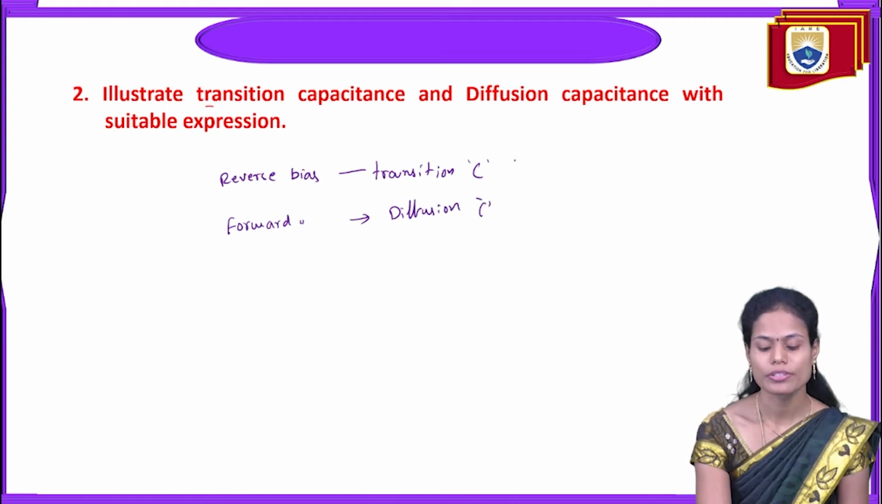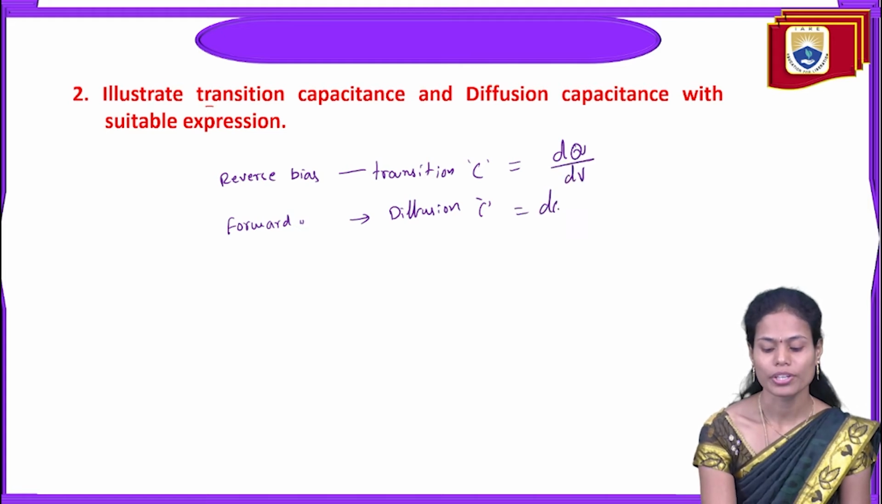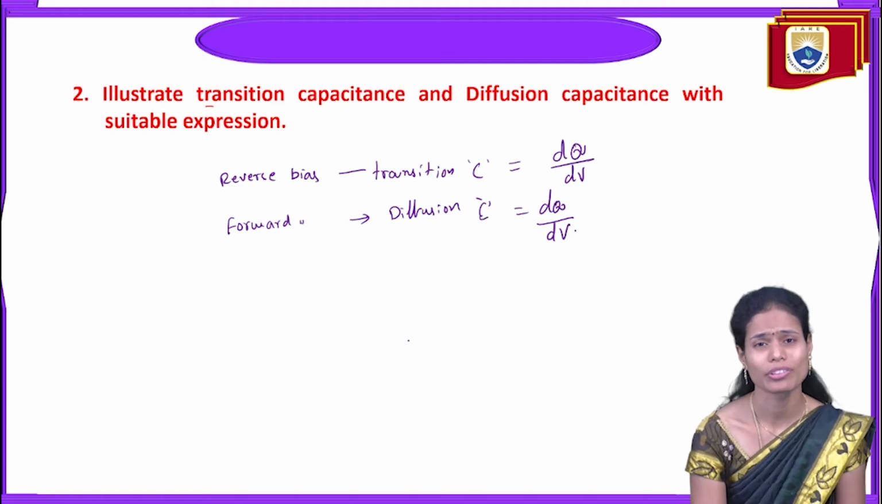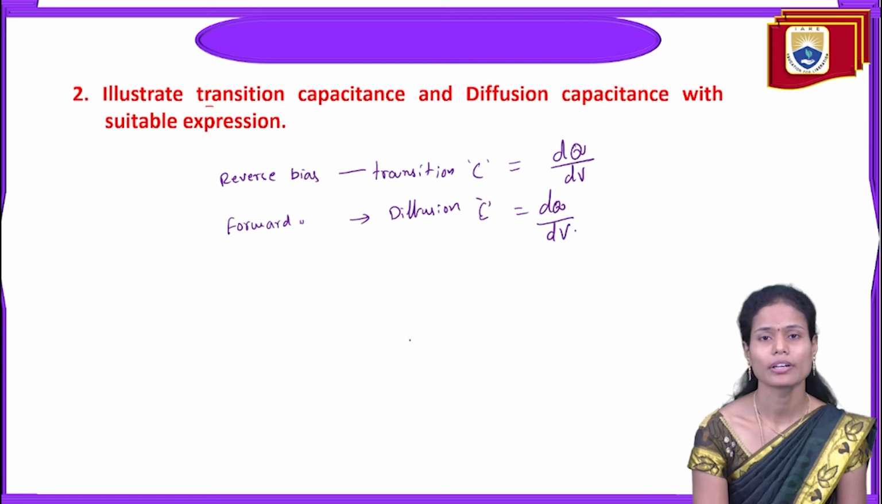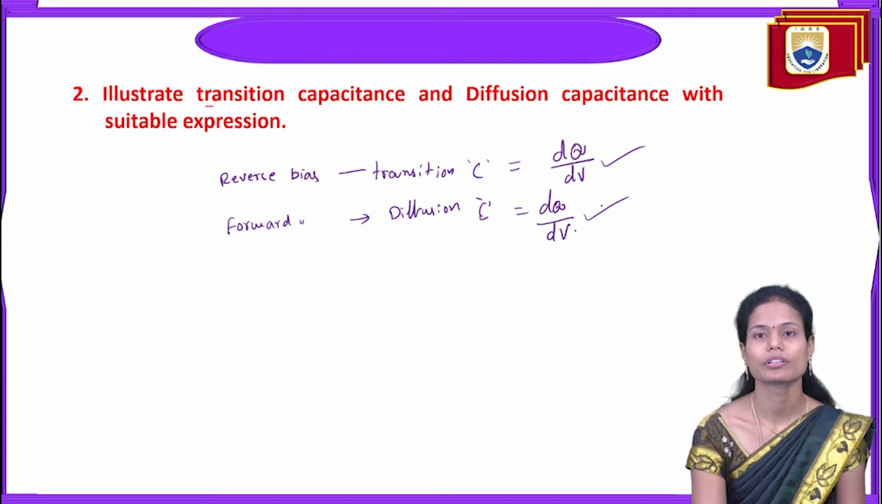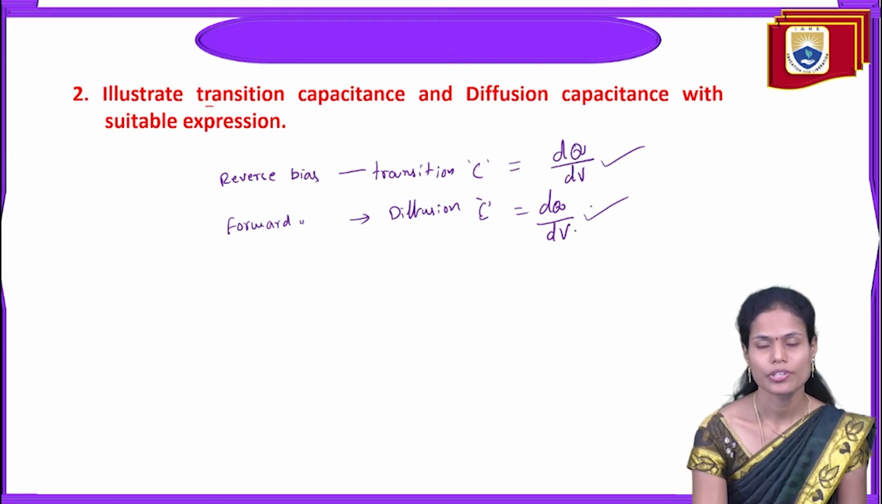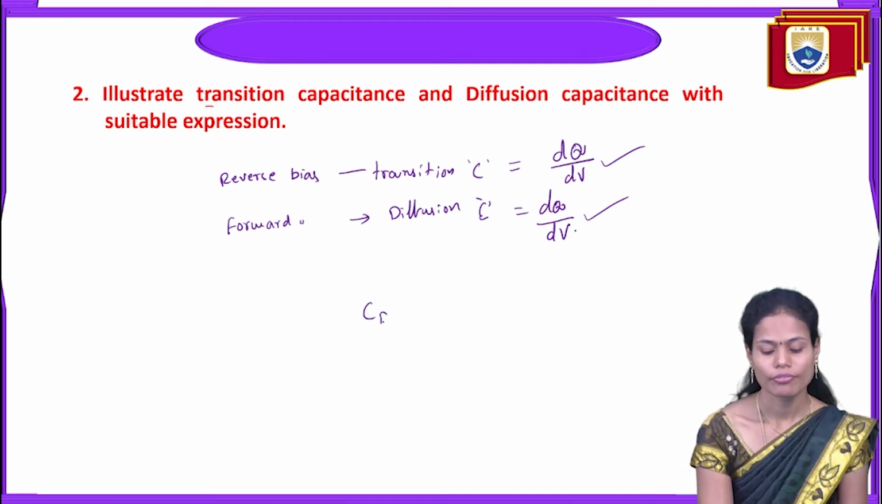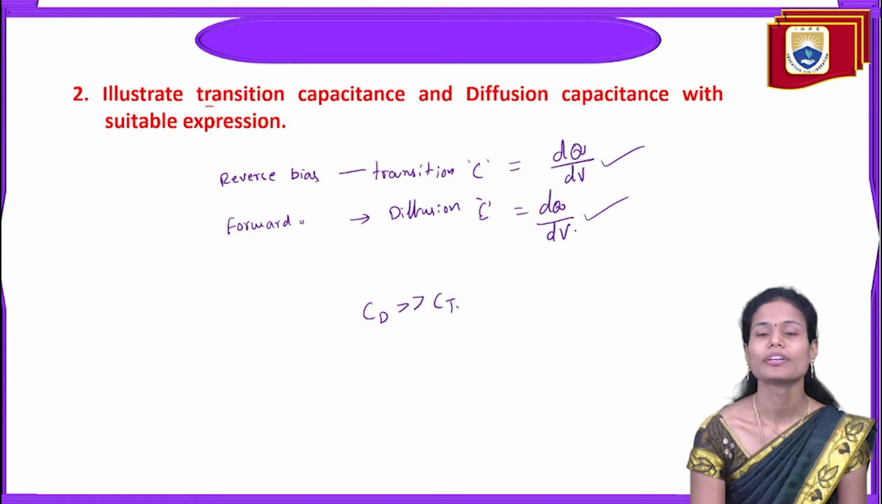In both the cases, these capacitance values are the variation of charge with respect to the applied voltage here. And always the capacitance value is inversely proportional to the width of the depletion region, that may be in the forward condition or that may be in the reverse condition. So we need to derive the expression for this transition capacitance as well as diffusion capacitance in the forward bias as well as the reverse bias by considering the width of the depletion region and the voltage current relations. And always the diffusion capacitance value is far greater than the transition capacitance value here.